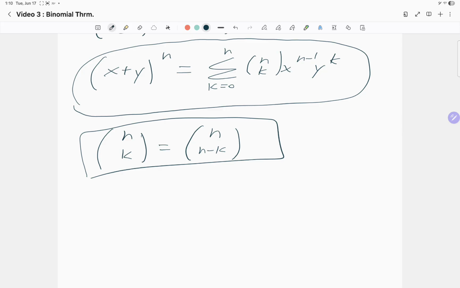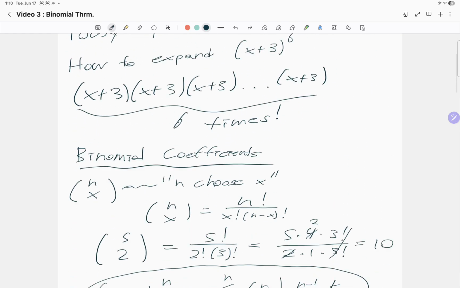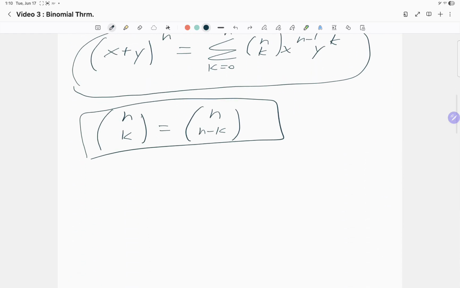This is going to make the calculation we're about to do much easier, as we'll see. As for that example before, 5 choose 2 is also equivalent to 5 choose 5 minus 2, which is 5 choose 3. So instead of calculating both 5 choose 2 and 5 choose 3, which would be redundant, we just calculate 5 choose 2, and that's equivalent to 5 choose 3. That saves some manual labor and some time. So let's jump right in. Our example was (x + 3)^6, so let's bring that back down here.